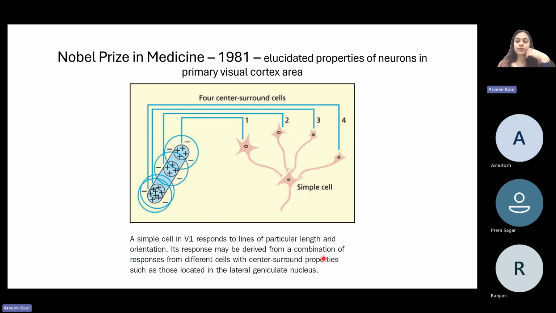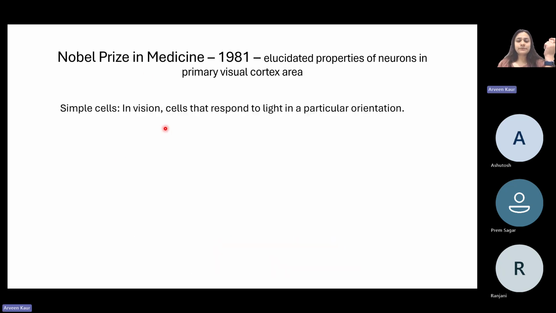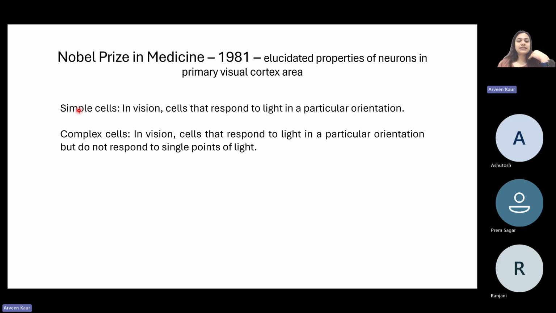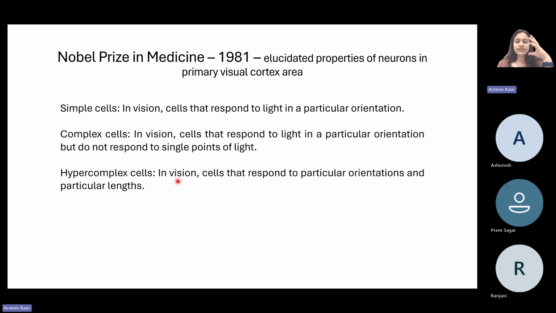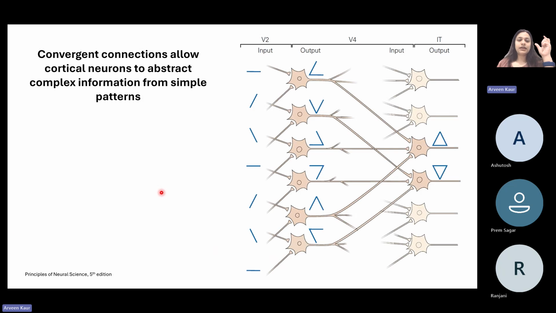Its response may be derived from a combination of responses from different cells with center-surround properties, such as those located in the LGN, right? So these simple cells are the cells that respond to light in a particular orientation. Then there are also complex cells in vision. These are cells that respond to light in a particular orientation but do not respond to single points of light, right? And hypercomplex cells are those cells that respond to a particular orientation and particular lengths. So they are very, very specific, right?